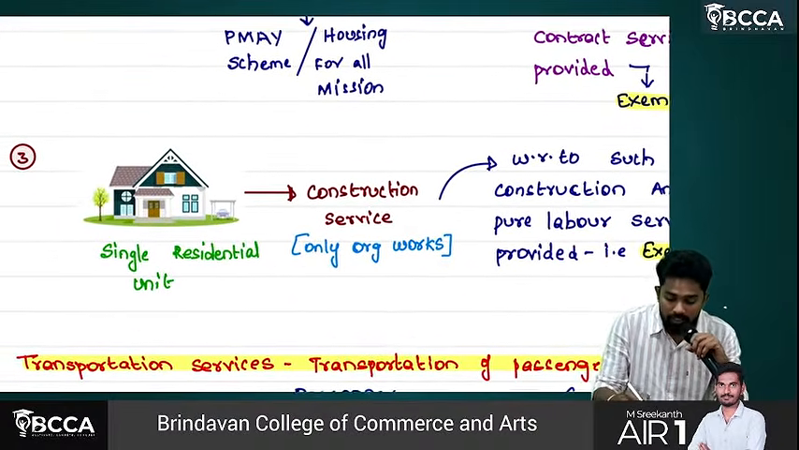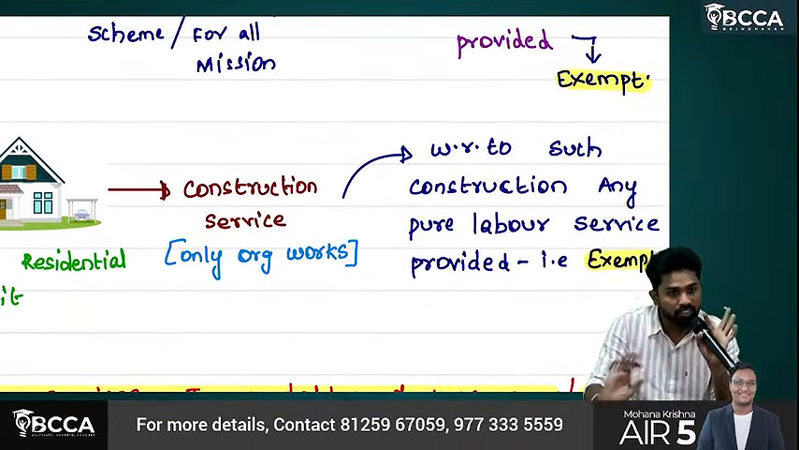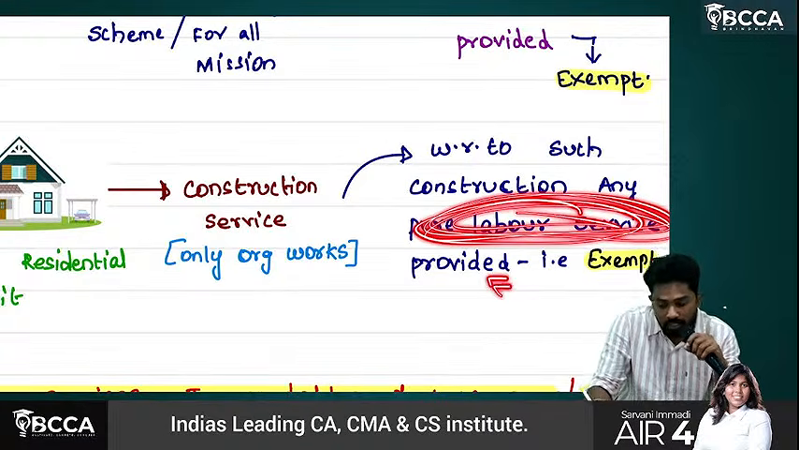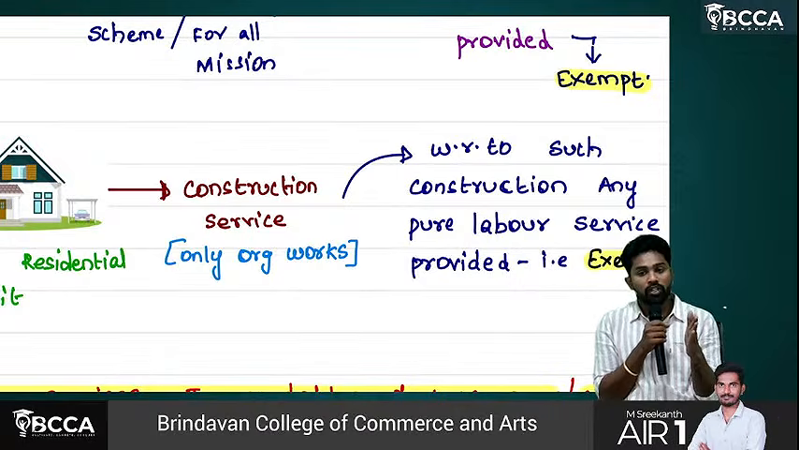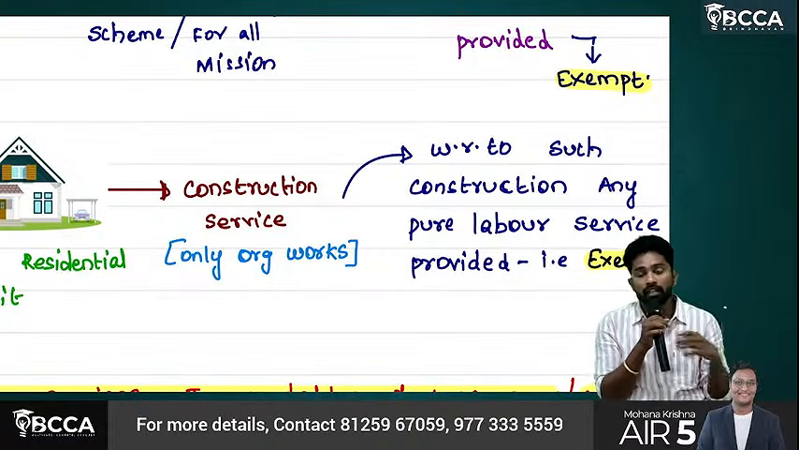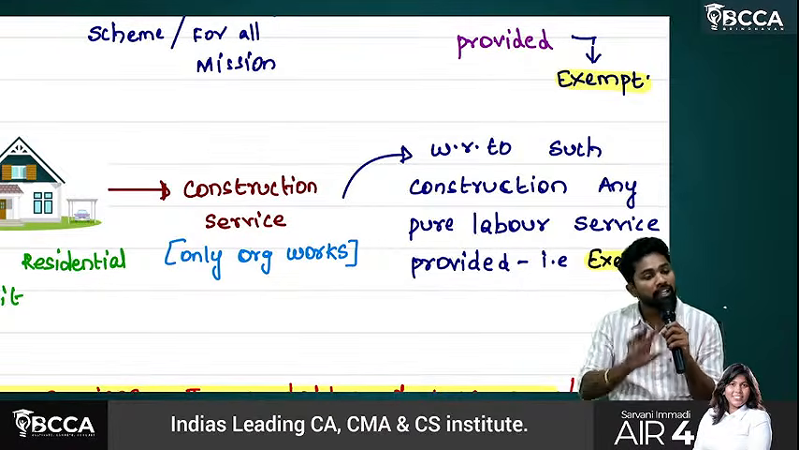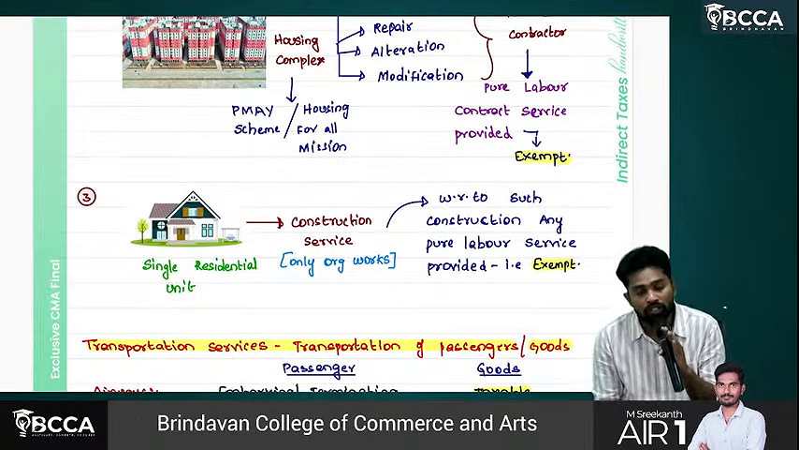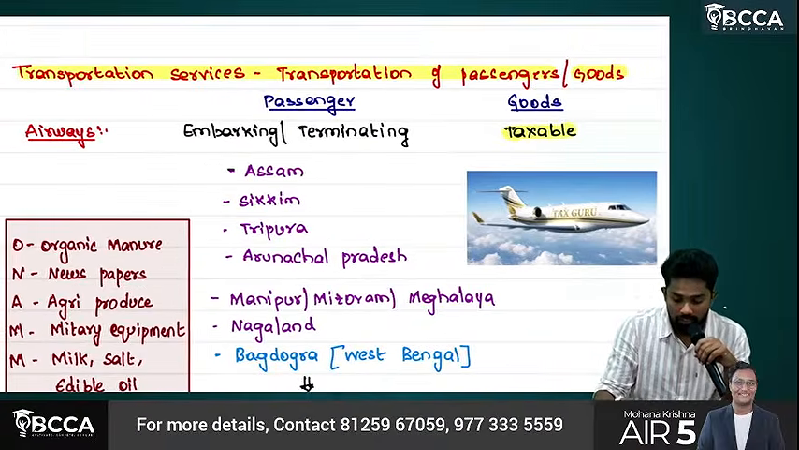Same way, a single residential unit, an individual house, is being constructed. For that also, construction service is not exempted. But to that construction contractor, pure labor supply service is provided, and that pure labor supply service is exempted. Understand, sir? Construction is going on under which scheme? PMAY scheme or Housing for All mission. Under that scheme, if construction is happening and a person supplies pure labor, that pure labor supply is exempted. Then if construction of a single residential unit is going on and pure labor supply is provided, that is also exempted. Then we move to the next one, sir.